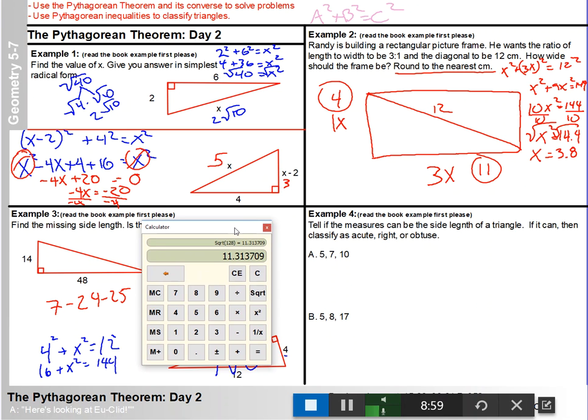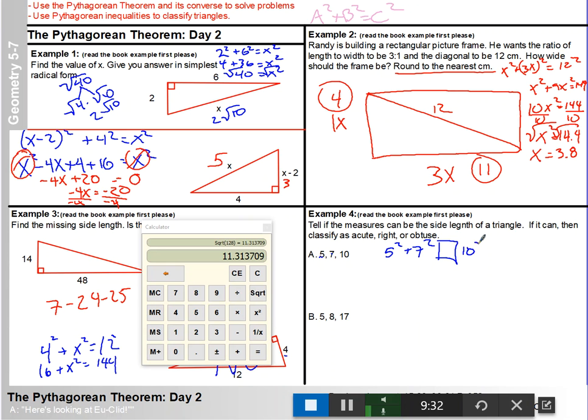Okay, finally, we're going to tell whether or not these side lengths will give us a triangle. Not only that, we're going to figure out if the triangle is obtuse, right, or acute. All right, so we have 5 plus 7 is 12. 12 is bigger than 10, so this could work out. And so we're going to have 5 squared plus 7 squared, and we don't know what that is. We don't know if it's equal, less than, or greater than.